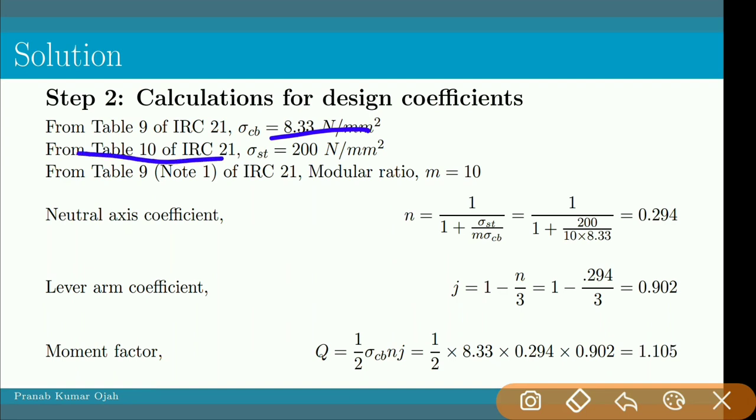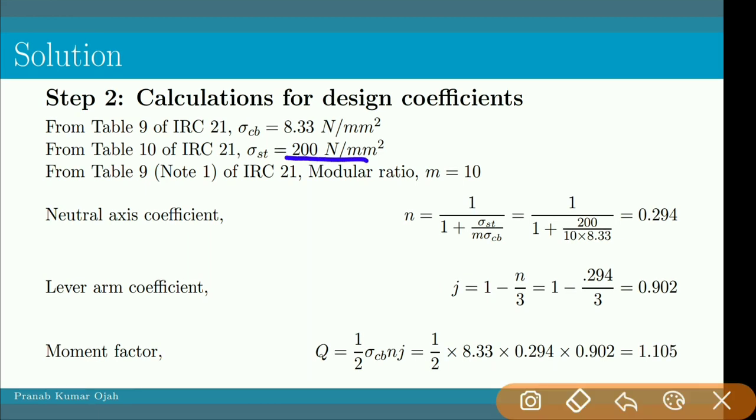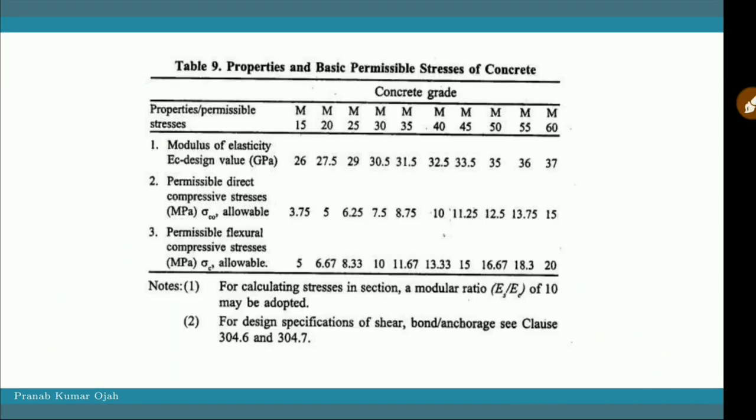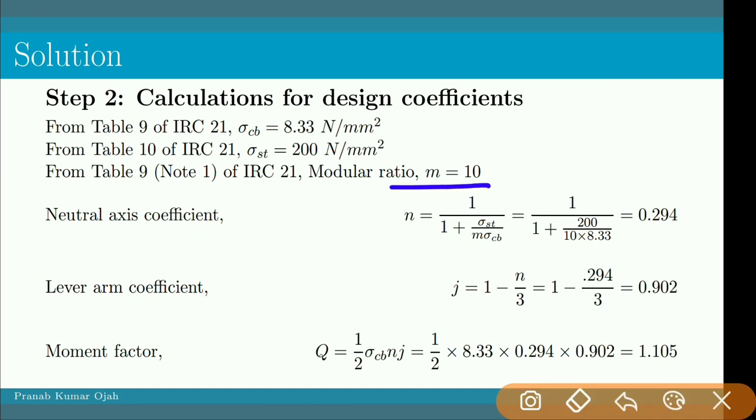Similarly, from table 10 of IRC 21, we have to take sigma ST. Here we are going to use Fe415, so its corresponding permissible stress is 200 MPa. Again from table 9 note 1 of IRC 21, I shall get the value of modular ratio. See the note 1, the Es by Ec of 10 may be adopted. So the modular ratio is considered as 10.